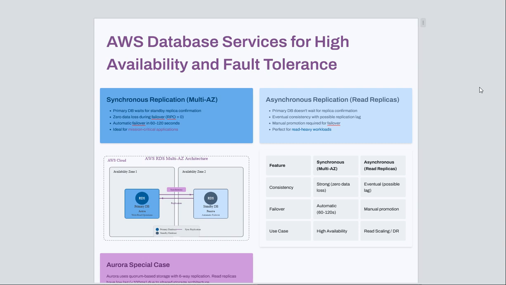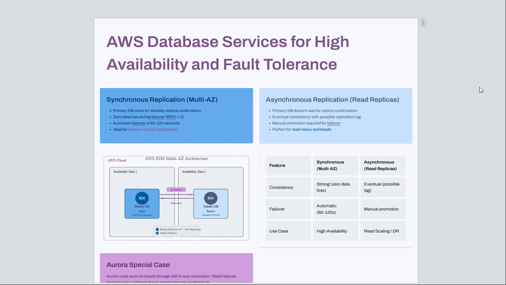Before we go into fault tolerance and high availability in RDS instances, let's have a quick look at synchronous replication, multi-availability zone, right? In synchronous replication, the primary database waits for standby replica confirmation. Whatever is written in the primary database will be written to the standby replica, and it confirms it got the data, and then the primary starts writing again, right? So zero data loss during failover. That means RPO is zero: anything in the primary DB will be in the standby replica.